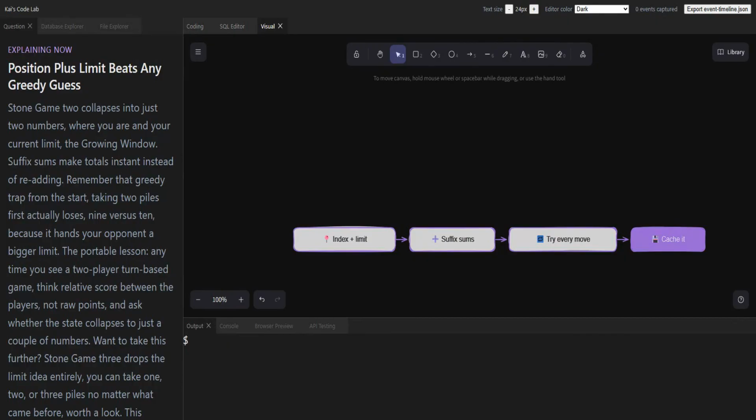Want to take this further? Stone Game 3 drops the limit idea entirely. You can take 1, 2 or 3 piles no matter what came before. Worth a look.